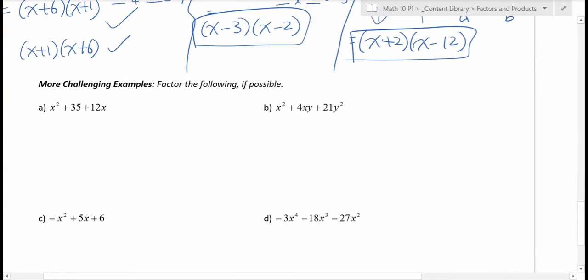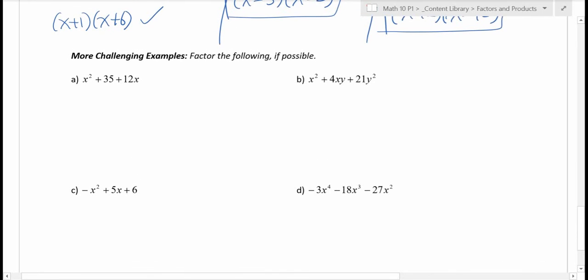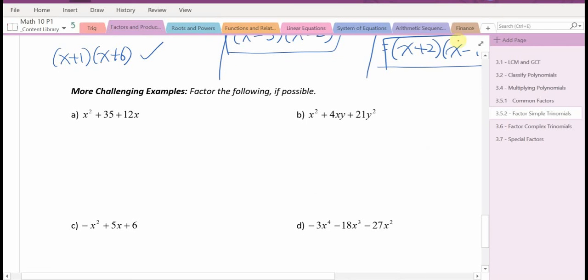Okay, so there are 4 more challenging questions here. Give it a try. You can give it a try. Why not? Okay, I'll show you in a bit.